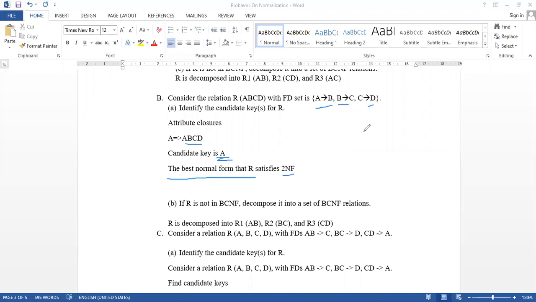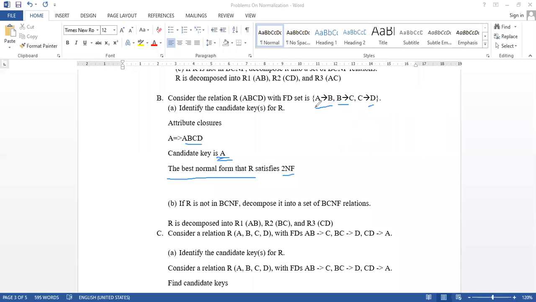Now we need to check whether it is in 3NF or not. What is the definition of 3NF? It must be in 2NF and there should be no transitive dependency. What is a transitive dependency? Non-key to non-key. Now we need to check for 3NF. It means there should be no transitive dependency.